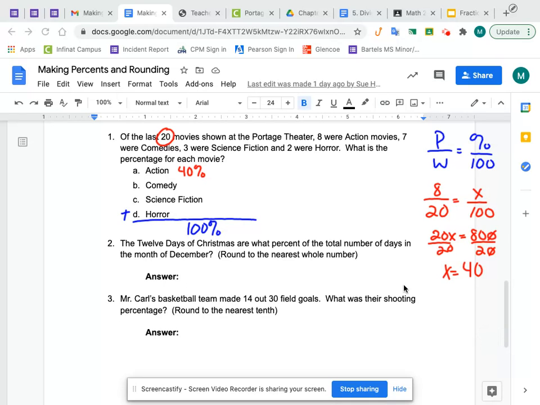For the second question and the third question here, in parentheses, make sure you notice round to the nearest whole number and then the third question round to the nearest tenth. So making sure that you're paying attention to those details is going to be really important.